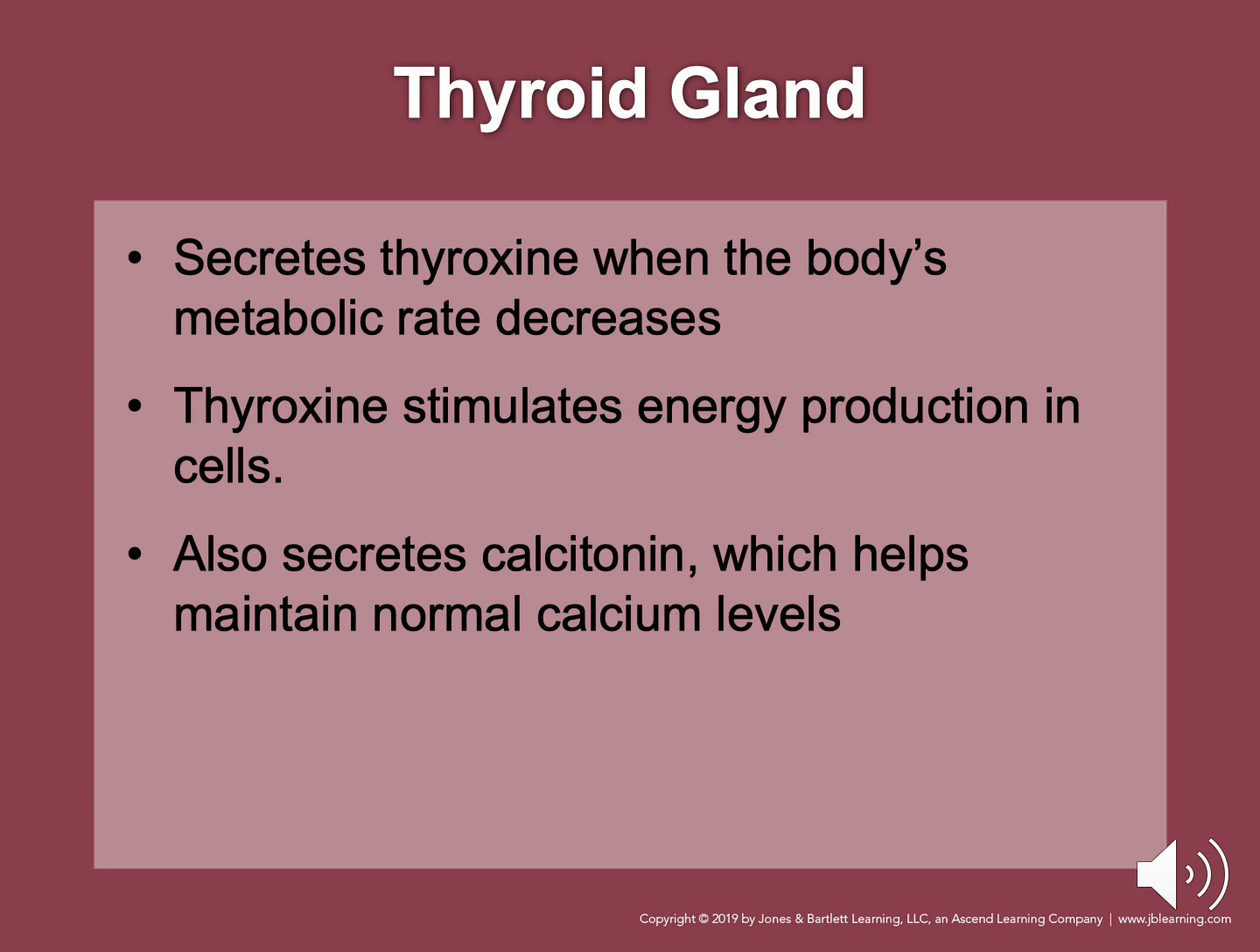The thyroid gland secretes hormones in response to stimulation of the thyroid gland by the anterior pituitary gland. It secretes thyroxine when the body's metabolic rate decreases, which stimulates energy production in cells. It secretes calcitonin, which helps maintain normal calcium levels in the blood. It travels to the bones where it stimulates the bone building cells to absorb the excess calcium.